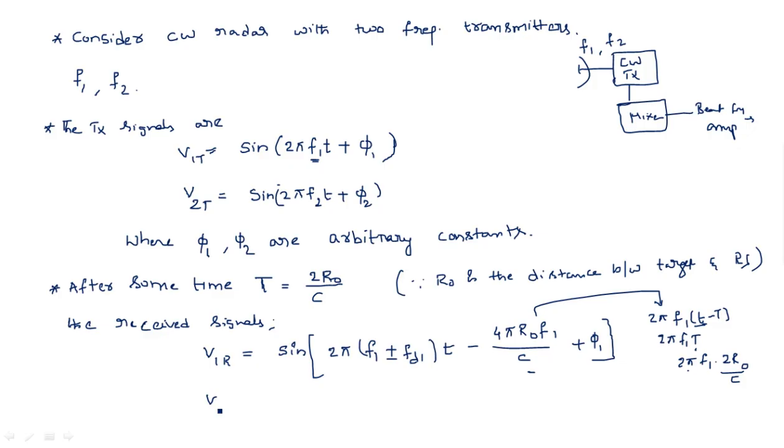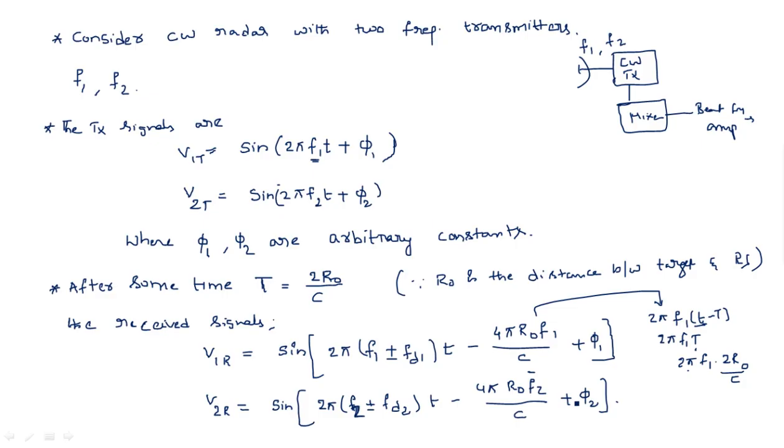Similarly, the second parameter we can write as v2r, the received signal for the second transmitted signal, sine 2 pi f2 plus or minus fd2, into t minus the same parameter, 4 pi r naught f2 by c plus phi 2.